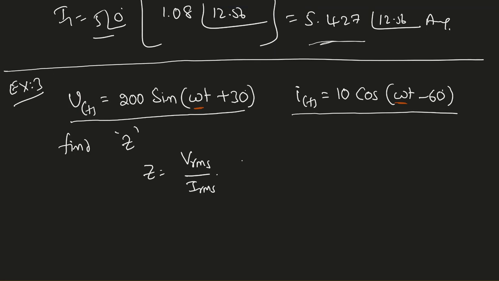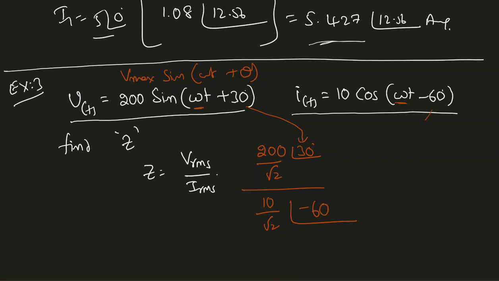So our Vrms is going to be 200 at an angle of 30 divided by square root 2, because this is the maximum value. This looks like Vmax sine omega t plus theta. So that 200 is the maximum value. I converted maximum value into RMS. So that's going to be 200 divided by square root 2, and that 30 angle is coming from there. Same thing with Irms, which is 10 divided by square root 2 at an angle of minus 60. So 60 came from here.